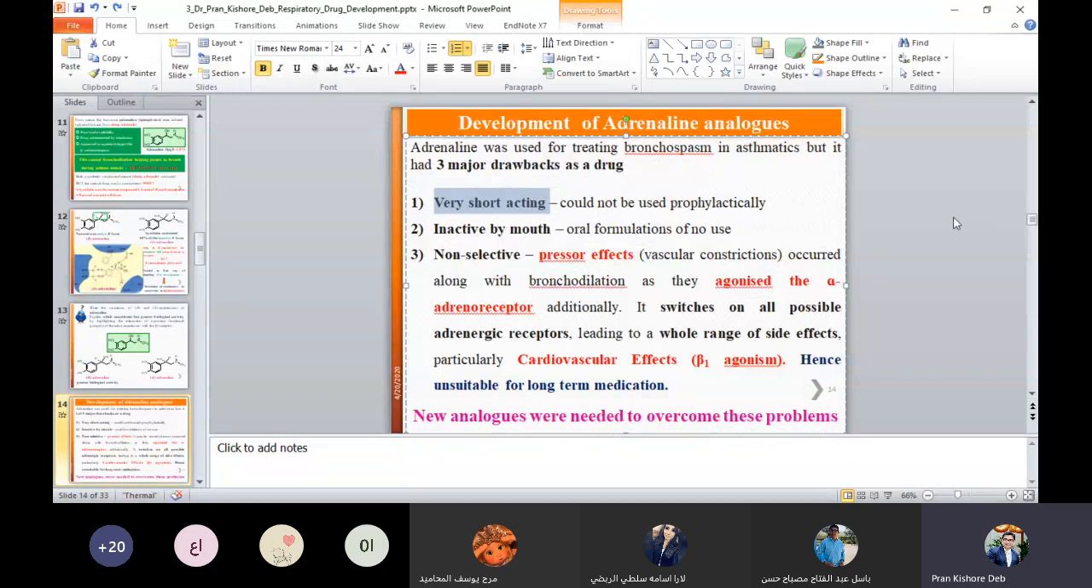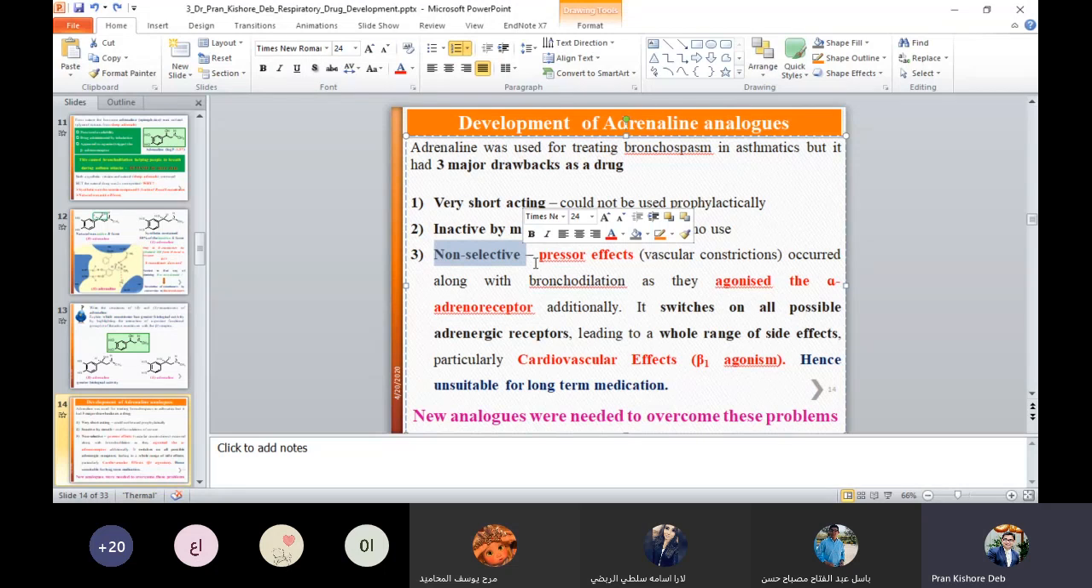Stay tuned. Don't leave your mobile and go to sleep, because I'll be asking a lot of questions in every slide. Okay. And secondly, it is inactive by mouth, so oral formulation is of no use. And the third important disadvantage is that it is non-selective. Why is it non-selective? Because of the presence of the methyl group, which is the smallest alkyl group.